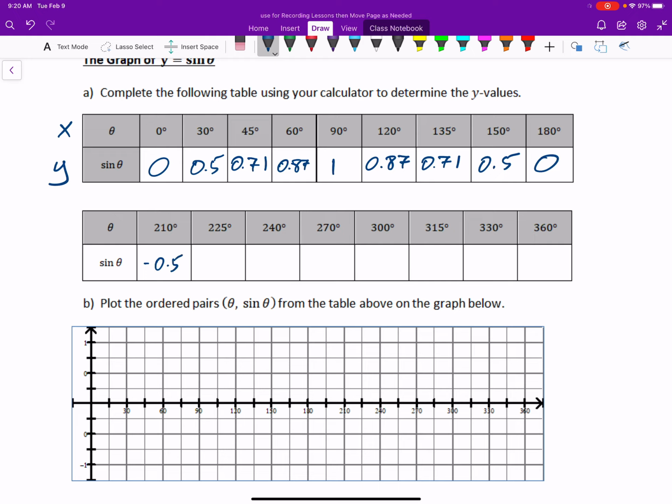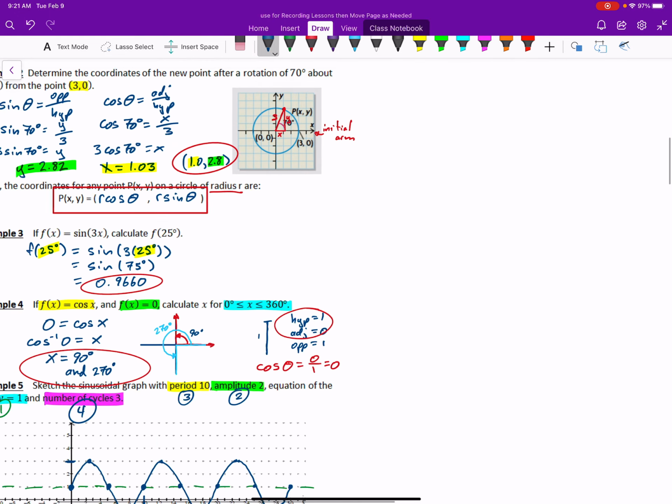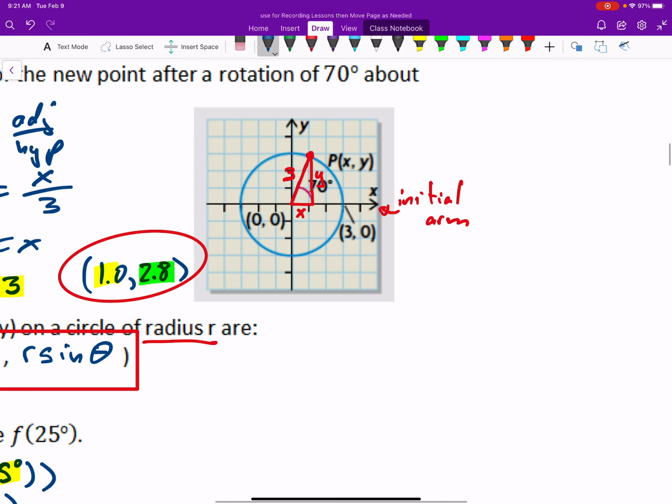And then sine of 225 is negative 0.71. And then I get negative 0.87. And then sine of 270 is negative 1. And sine of 300 is negative 0.87, negative 0.71, negative 0.5, and back to 0 at 360. So if you're having trouble picturing these angles, go back and visualize a circle again on the plane.